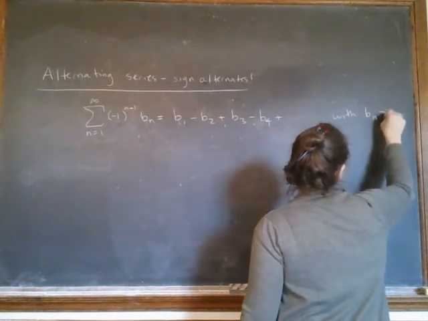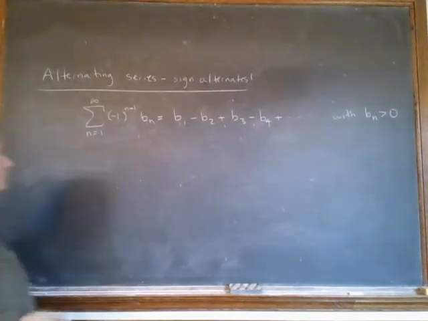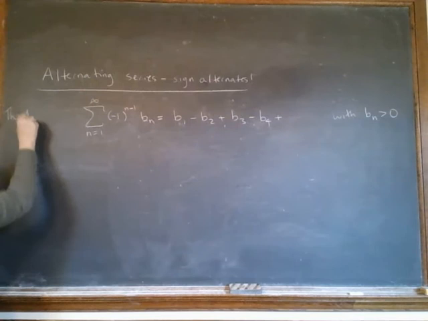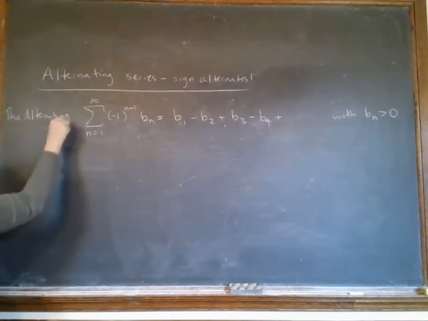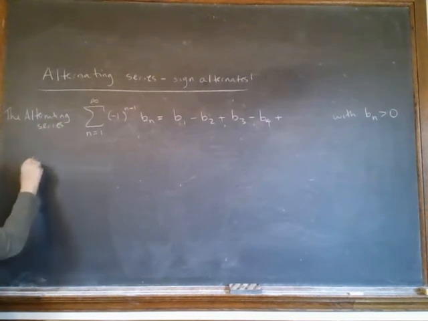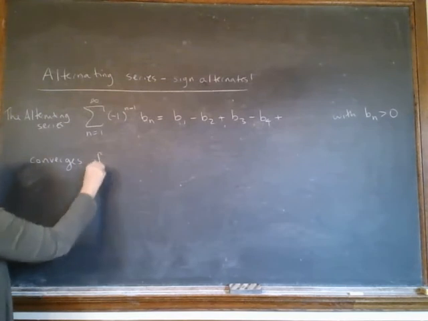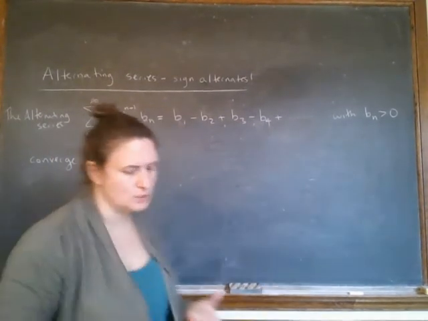But your b_n's are strictly positive. Okay? So this is the alternating series. The alternating series sum of b_n converges if you have two things that you have to show.